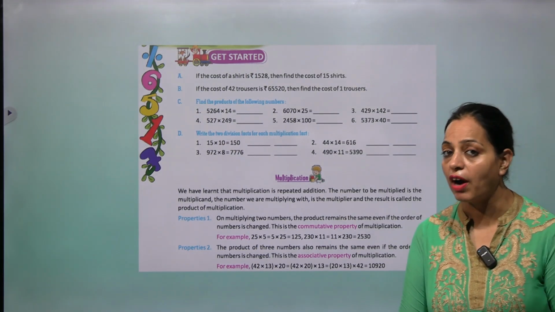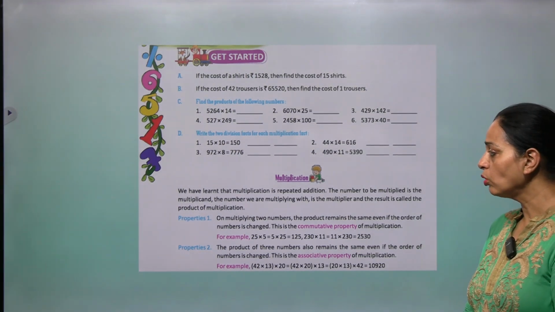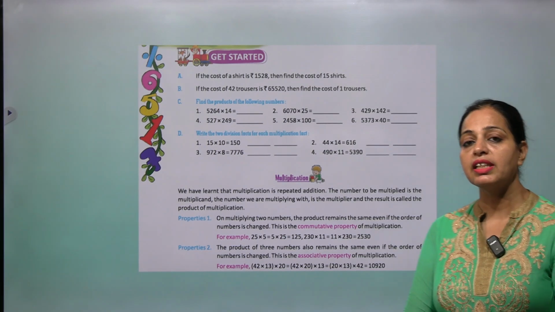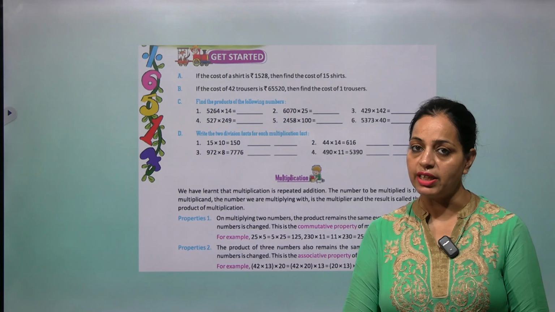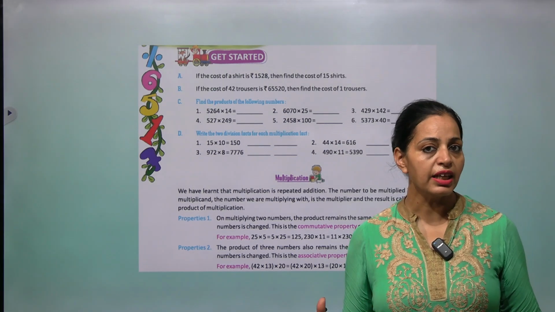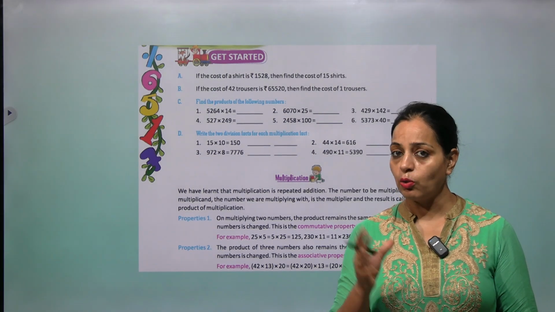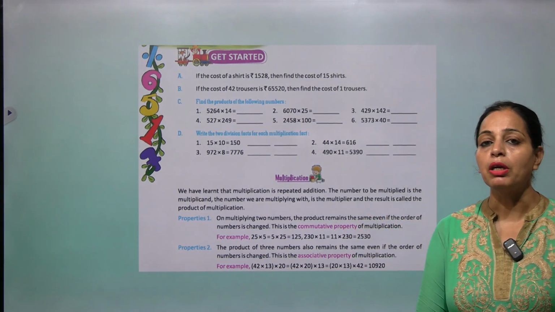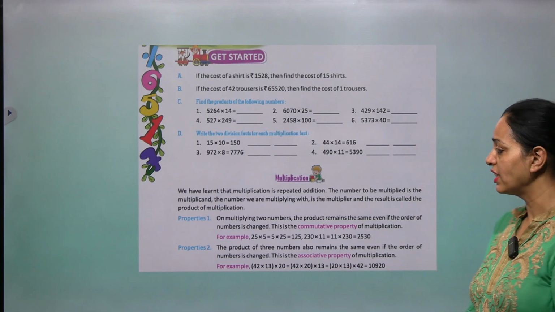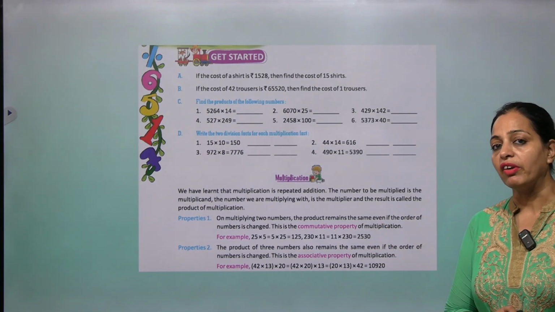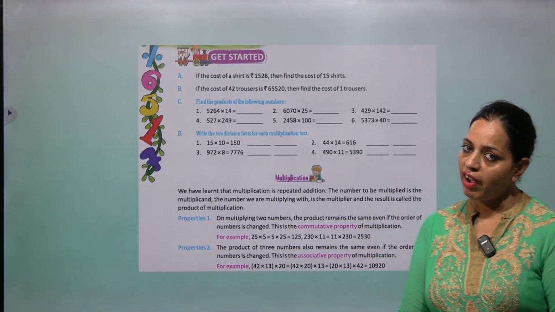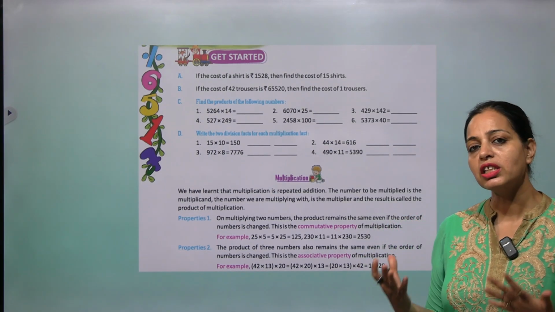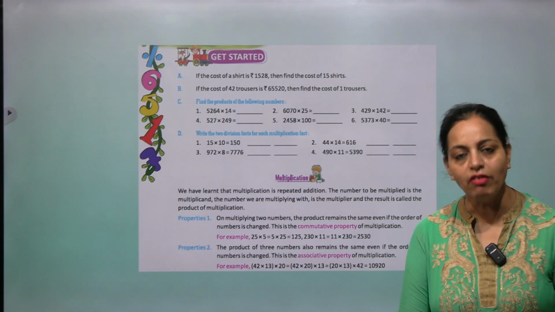Now property 1. On multiplying two numbers, the product remains the same even if the order of the numbers is changed. Like 2 into 3 is 6, and 3 into 2 is 6. There is no change in the result even though you are changing the order of the numbers. So this property is said to be the commutative property. You can see one example given here: 25 into 5 is 125, and if you do 5 into 25, that is also 125. So this is the commutative property.